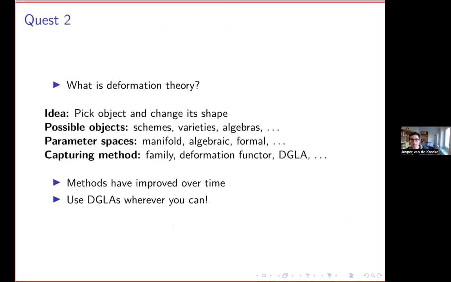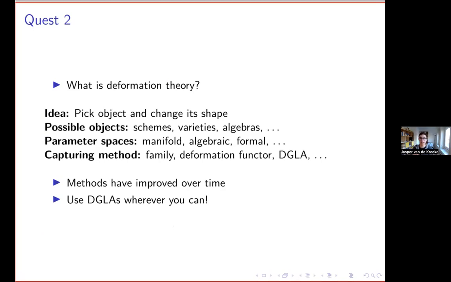Thanks for your comment. Let's continue maybe with quest 2 and see what we can finish today. So what is deformation theory? The idea is to pick objects and change their shape, right? Possible objects to deform are schemes, varieties, algebras, everything. We mathematicians are only restricted by the creativity of our mind. So whatever kind of objects you can think of, you can try to deform them.